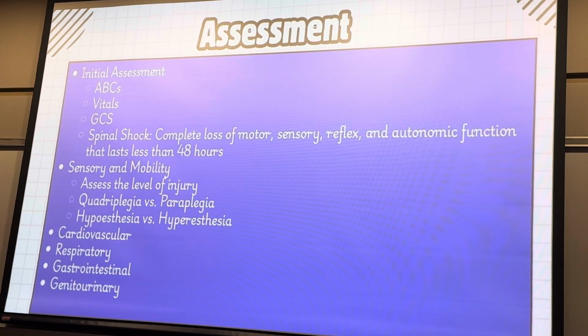When assessing my sensory and mobility, I'm assessing the level of injury. What does that mean to me? So that lowest neurologic segment that's intact. My highest level motor function, where I'm able to move different things, where I'm able to sense different things, that's the level of that injury. Level of injury is a little bit different than exactly where the injury occurs. All right? It's where I can feel, where I can move.